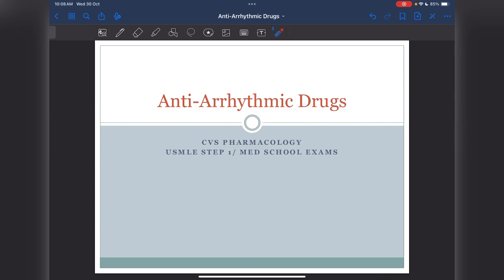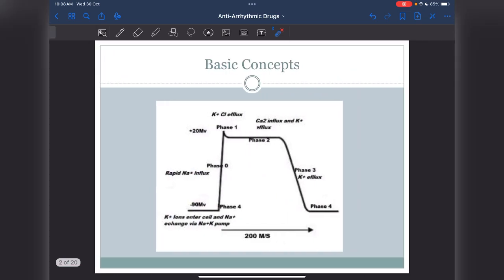From the aspect of medical school examinations as well as Step 1, that is anti-arrhythmic drugs. It is the start of cardiovascular pharmacology, and this is one of the most difficult topics to understand, but we are going to start with the basic concepts and then go on to understand it in full detail. Let's start with the basic concepts.